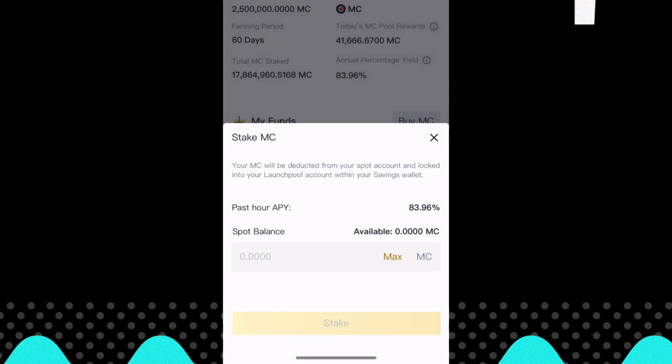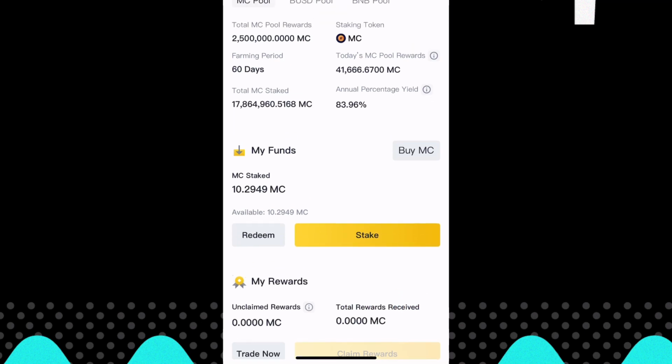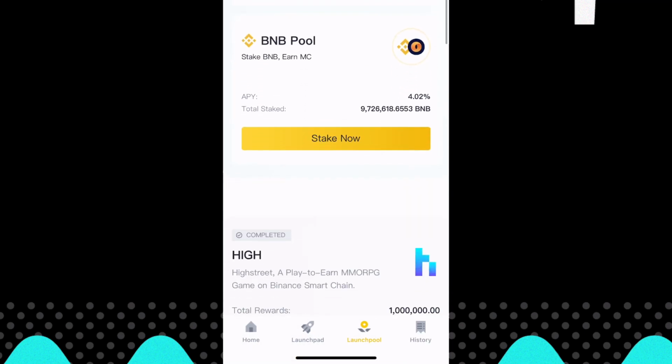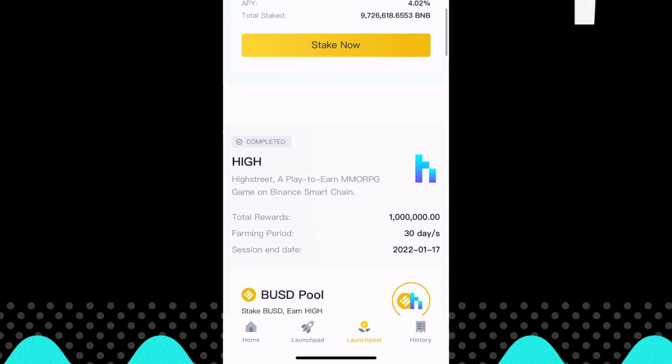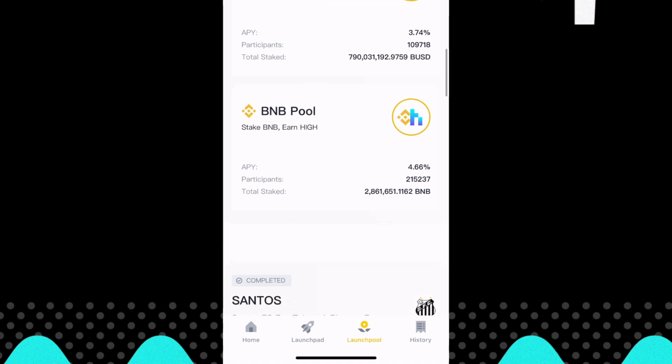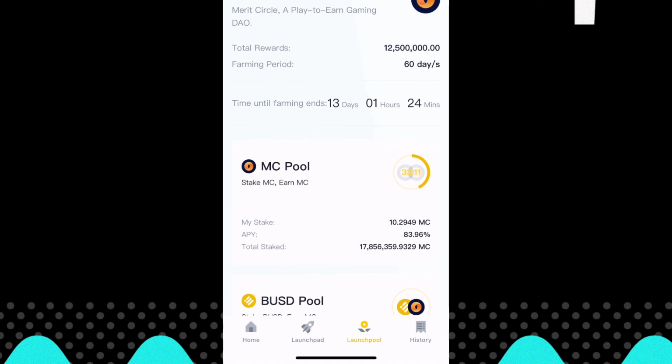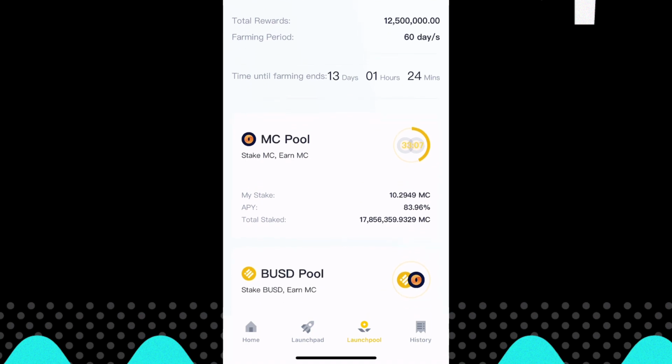So you come here and you could stake the $50 worth of MC which you have. After that, what you also need to understand is that as time goes on, they could reduce the annual percentage yield, which is the APY. So as time goes on, they may reduce it, so sometimes it's not always stable. You could come here and stake any other coin which you have. The most important thing to also have in mind is that most of all these coins where you can see stake now are the only ones you can stake your coin on.